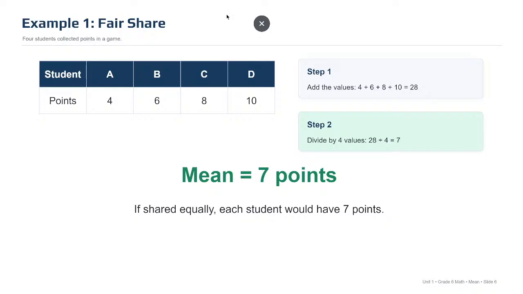So this is an example. Student A got 4 points, B got 6, C got 8, D got 10. Step 1, you have to add all the values and then divide by 4, because there are 4 students. So 4 plus 6 plus 8 plus 10 is 28. 28 divided by 4 is 7. So the mean is 7 points. If it's shared equally, each student will have 7 points.